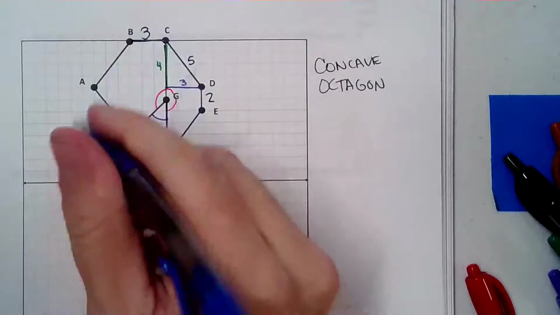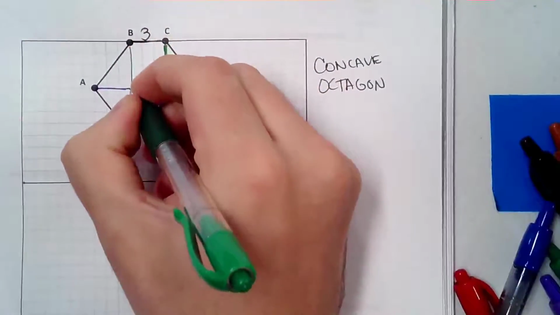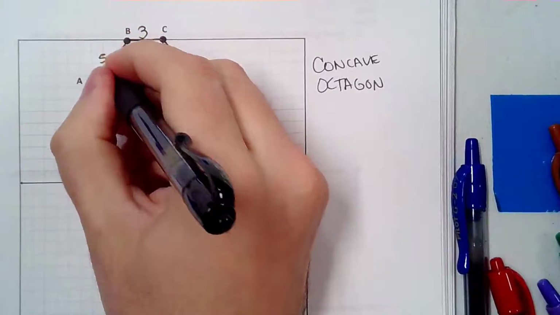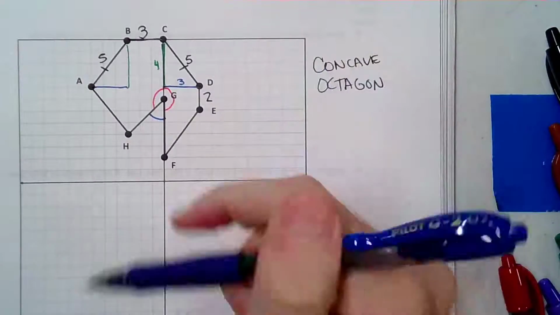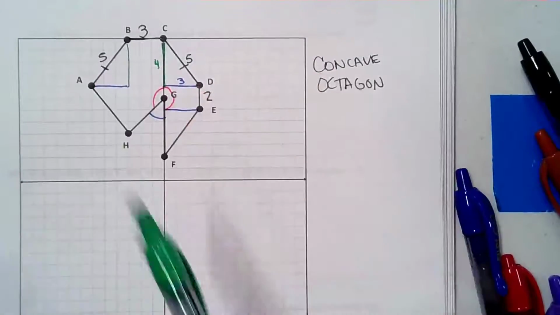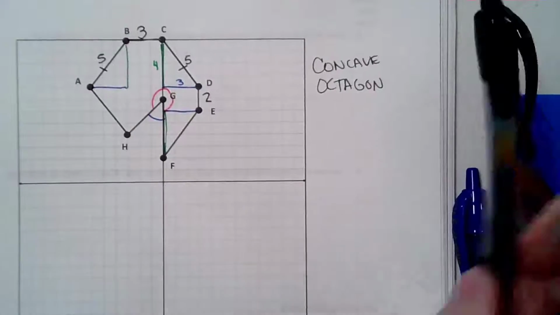How about this guy over here? Looks like 3 on the bottom, 4 vertically. Must be a 5 here. So those guys are congruent. What about EF? EF looks like 3 by 4. That one was already pushed down. 4. So that's going to be another 5.